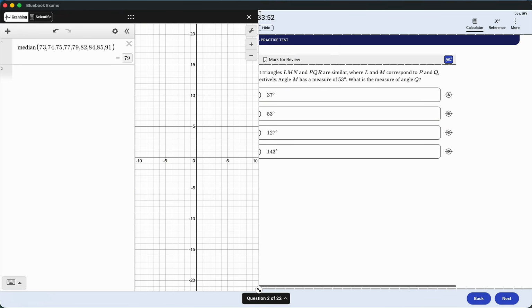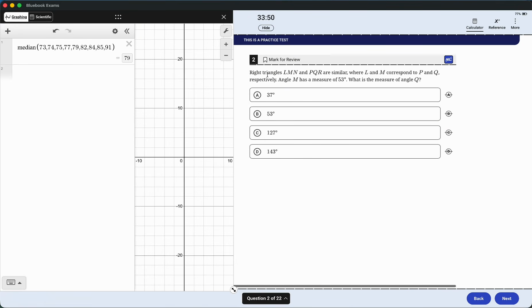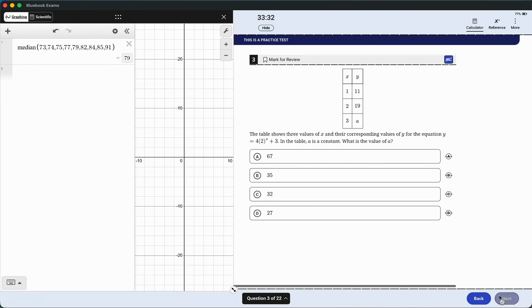Okay, next one over here. Right triangles LMN and PQR are similar. We saw a couple similar problems in the last one, right? L and M correspond to P and Q respectively. M has a measure of 53. What is Q? We literally saw this question in module 1, right? M corresponds to Q. So if M is 53, Q is 53 as well, right?